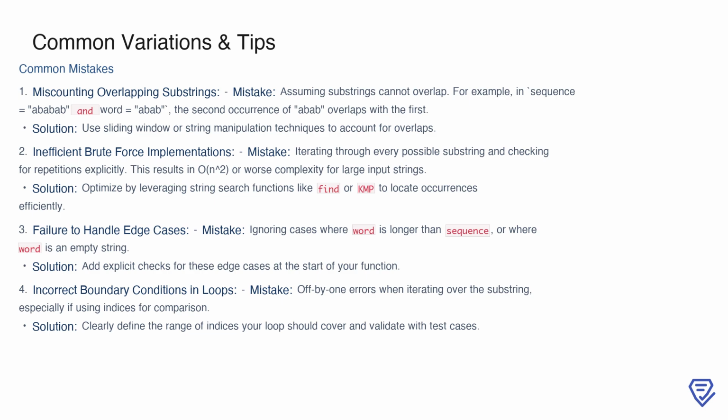Additionally, don't forget to handle edge cases properly, like when the word is longer than the sequence or when the word is an empty string. These scenarios can lead to unexpected errors if not addressed explicitly at the start of your function. Lastly, be careful with boundary conditions in your loops. Off-by-one errors are common when iterating over substrings, so it's important to clearly define the range of indices your loop should cover and validate your implementation with test cases.